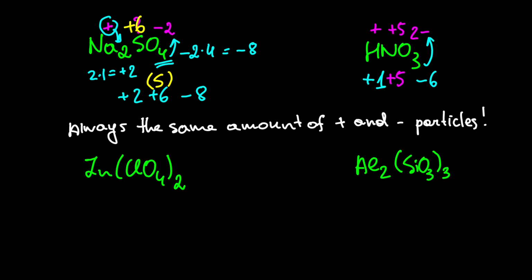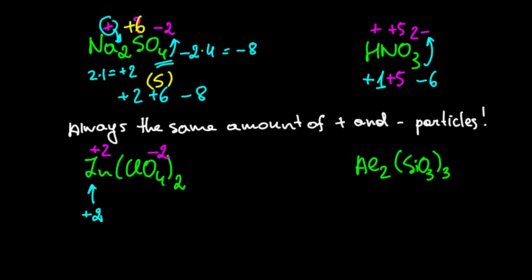Next we have Zn(ClO4)2. The zinc oxidation state is +2 and oxygen is -2. To find the chlorine oxidation state, we calculate how many positive and negative particles we have. Zinc generates 2 positive particles.